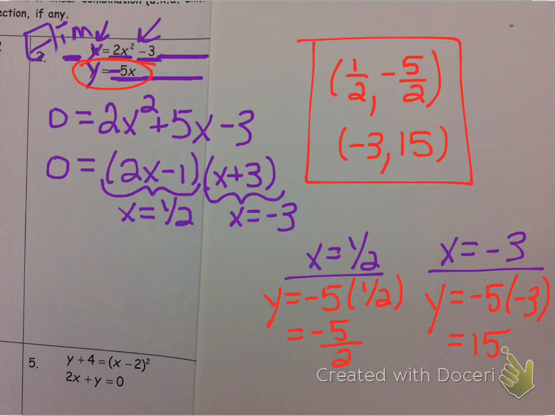Okay, so that's what we did on the P10 worksheet as our notes. And then the assignment was number 3 through 9 to do for a grade.